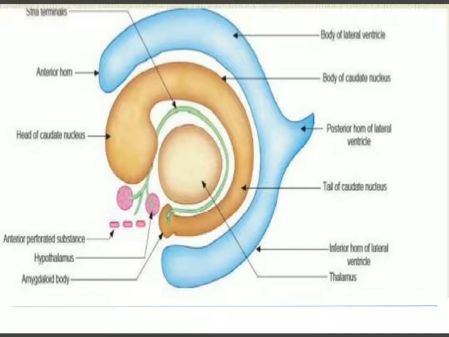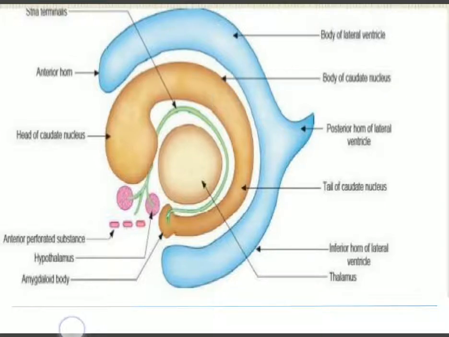So you can see here in the figure that the head of the caudate nucleus is forming the floor of the anterior horn of the lateral ventricle. You can also see here that the body of the caudate nucleus forms the floor of the central part of the lateral ventricle.